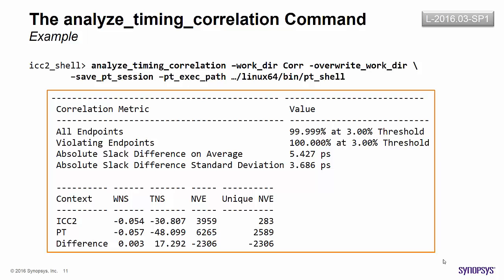Here is the example. With analyze_timing_correlation with the PrimeTime executable path, you can see all endpoint correlation with the 3% threshold, and violating endpoint correlation with the 3% threshold. Absolute slack difference on average and absolute slack difference standard deviation. Also, you can see WNS, TNS, and number of violating endpoints for ICCII and PrimeTime. Please check the man page for all UI options.